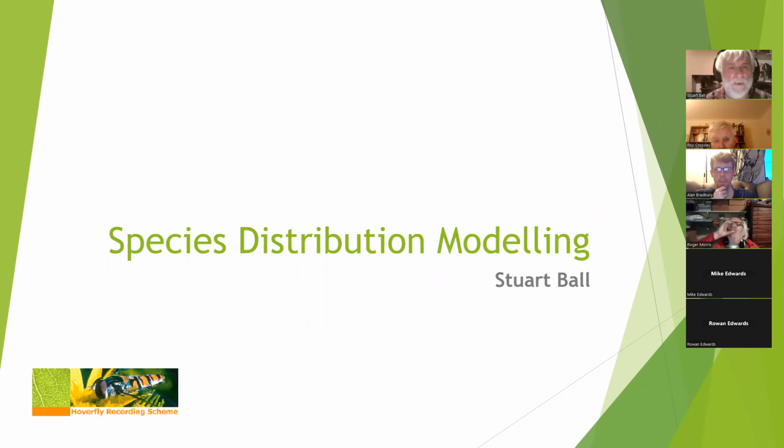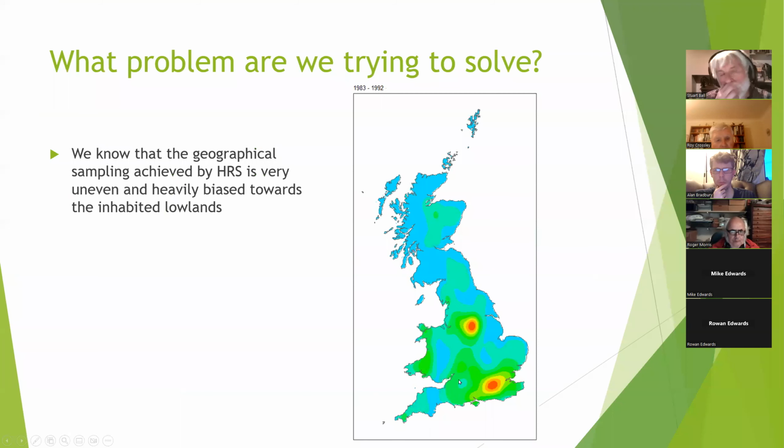Okay, so species distribution modelling. What are we trying to actually do? Well, in a British context, it's pretty clear that the geographical sampling of the Hoverfly Recording Scheme is pretty biased. This animated GIF shows the density of recording in 10-year intervals. Each frame is a subsequent 10-year interval running from 1980 up to 2022. And you can see pretty much all the time down in the southeast London area is the most dense, which is probably not surprising because that's where everybody lives.